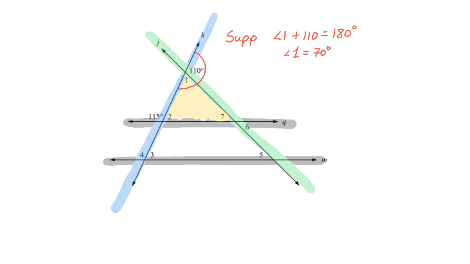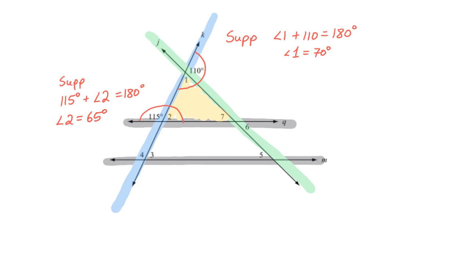Looking for another relationship, I can see down here that angle 2 is also supplementary with 115 degrees. So when I add them together, I should get 180 degrees, which means that angle 2 is 65 degrees.